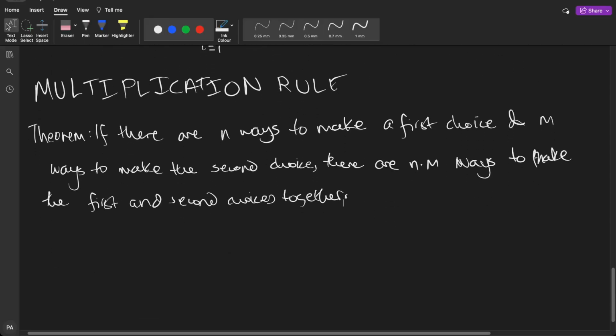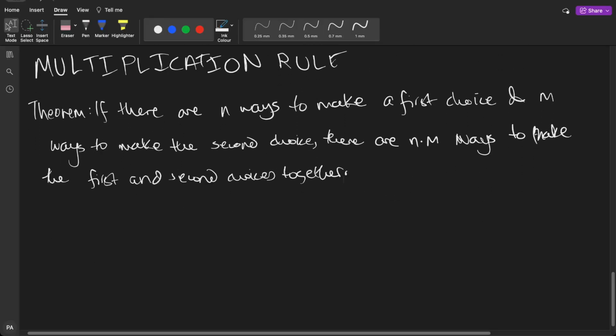Now, it's worth understanding why this is different from the sum rule and why we have a different expression. In the sum rule, we had two sets which are disjoint. Each of those things was counted essentially as a first choice, right? We weren't thinking about making a first choice and then making a second choice. Here, we're thinking about making a first choice from these n elements and then making a second choice from the m elements that we have.